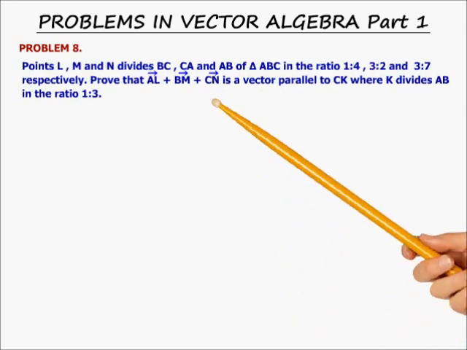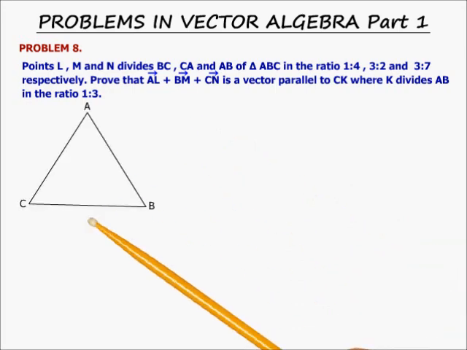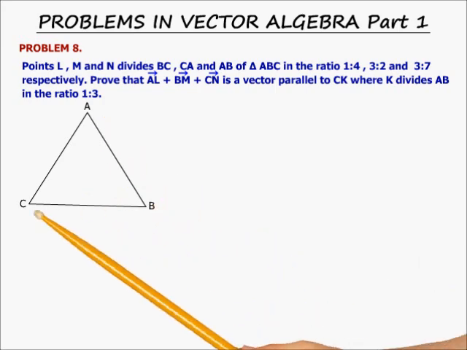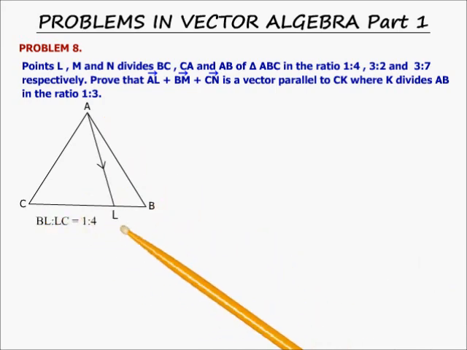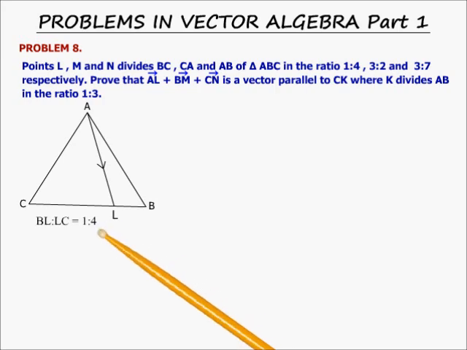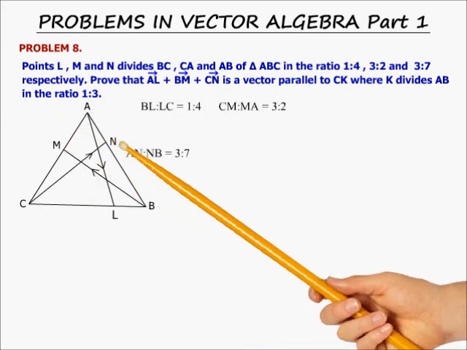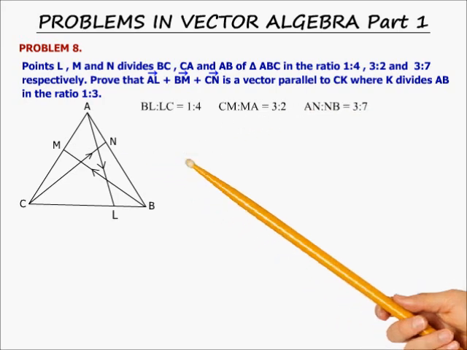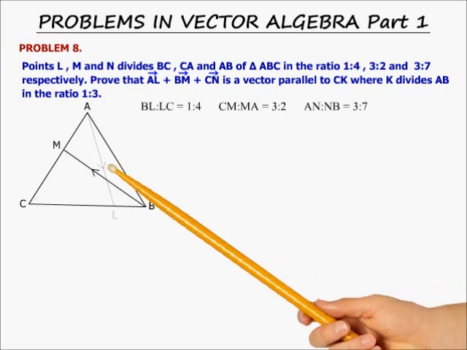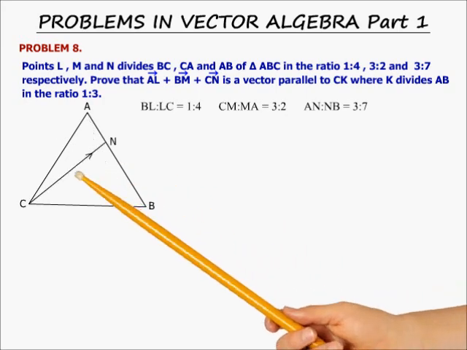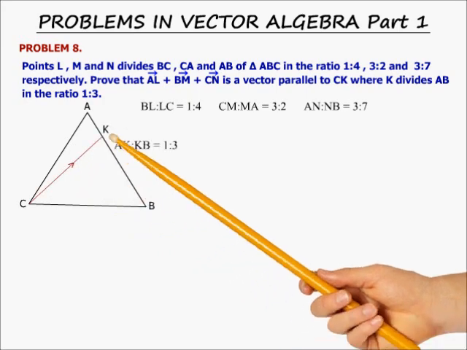Now let's come to the last problem. Here in this problem a triangle is given. The triangle is ABC, and point L divides BC in the ratio 1:4, point M divides CA in the ratio 3:2, and point N divides side AB in the ratio 3:7. We have to prove that vector AL plus vector BM plus vector CN is a vector which is parallel to vector CK, where K divides vector AB in the ratio 1:3.